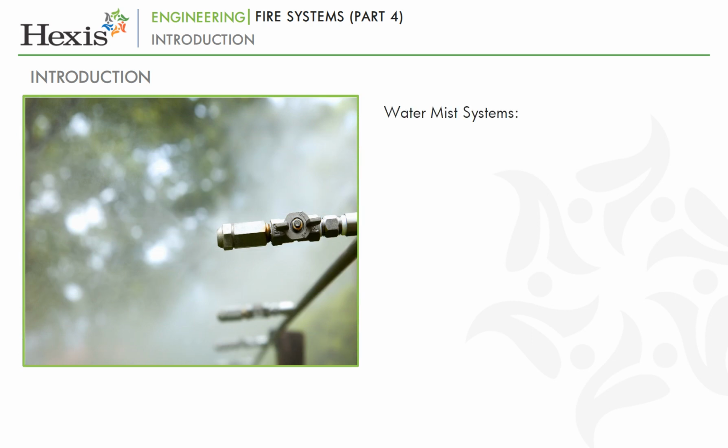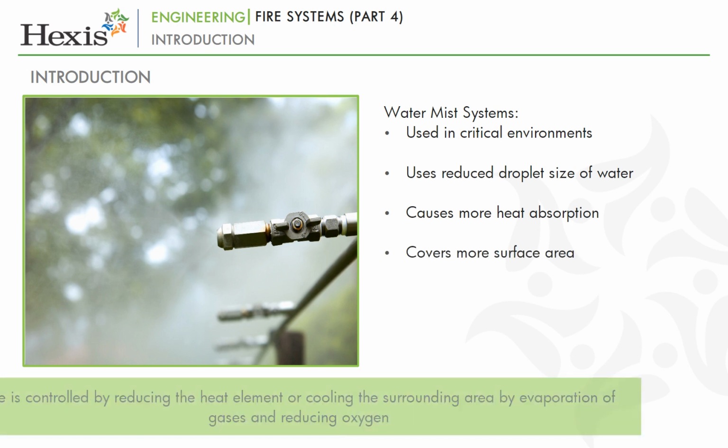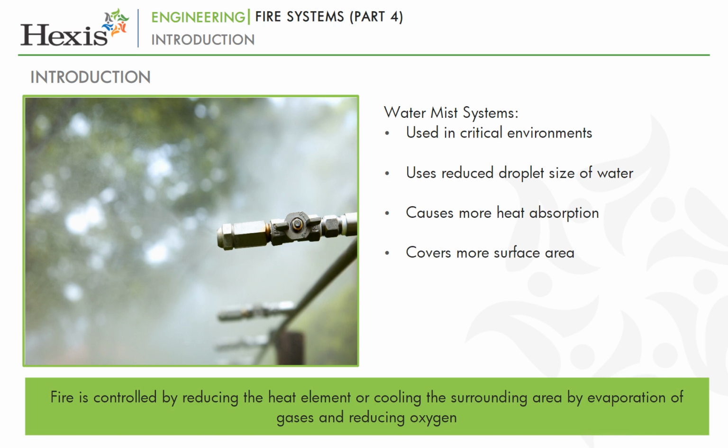In this module, we will also be learning about the water mist systems, which are now finding more acceptability in critical environments. These systems work on the simple principle of reduced droplet size of water, which causes more heat absorption from the area due to the increased surface area covered by the water droplets. Thus, fire is controlled by reducing the heat element or cooling the surrounding area by evaporation of gases and reducing oxygen.